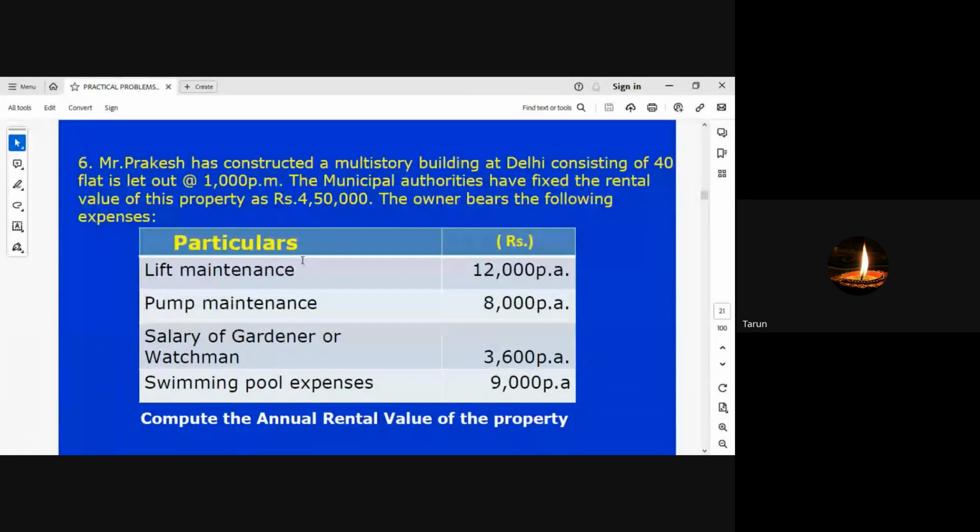Mr. Prakash has constructed a multi-story building at Delhi consisting of 40 flats, let out at the rate of 1,000 per month. PM stands for per month. The municipal authorities have fixed the rental value of this property as 4,50,000. The rent value is already given in the question. The owner bears the following expenses: lift, pump maintenance, salary of watchman, and swimming pool expenses. You need to calculate the annual rental value of the property.